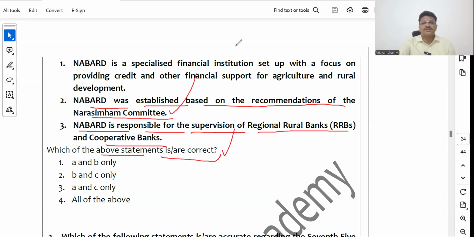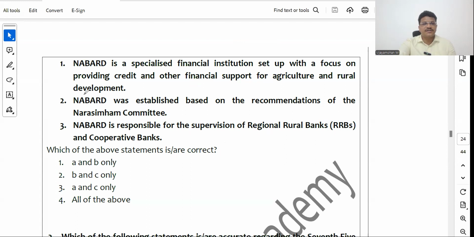If you observe the three statements, the first statement and the third statement are correct, however the second statement is wrong. Why? Because it was not based on the Narasimham Committee recommendation, whereas it was based on the Sivaramakrishnan Committee recommendation. So our answer is A and C only.